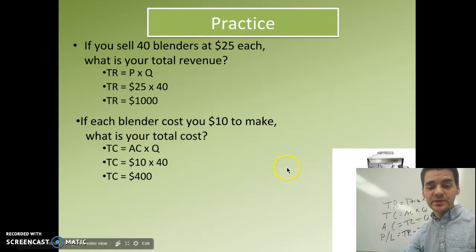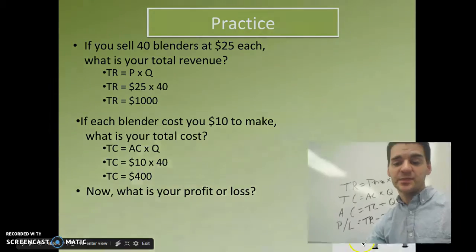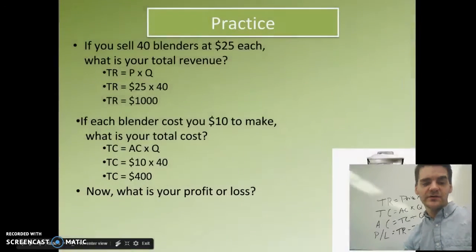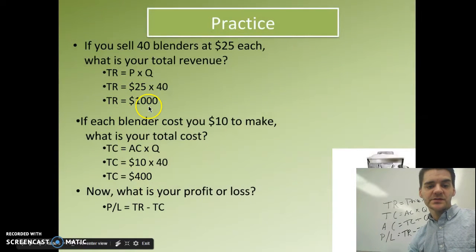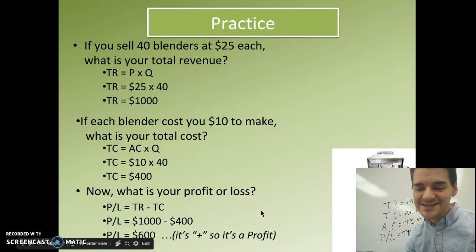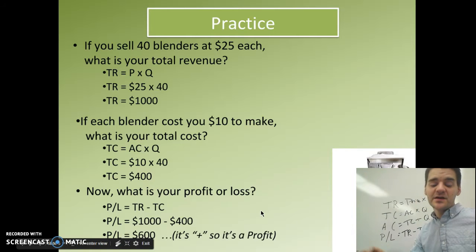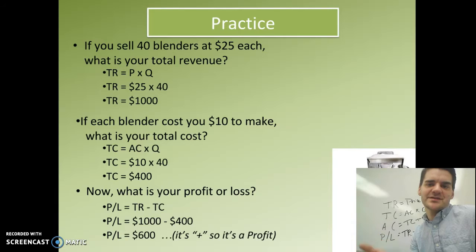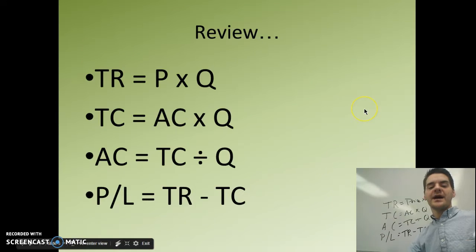So now some simple subtraction, and we can calculate our profit or loss. We want to use this last formula, total revenue minus total cost. And so our total revenue up here was $1,000. Our total cost is $400. So 1,000 minus 400 means that we ended up with a positive $600. That's a profit, which is good news. So I'll keep about 50% of that, and you guys can have the rest of it between yourselves. How about that? Does that sound fair? Maybe not. Okay.